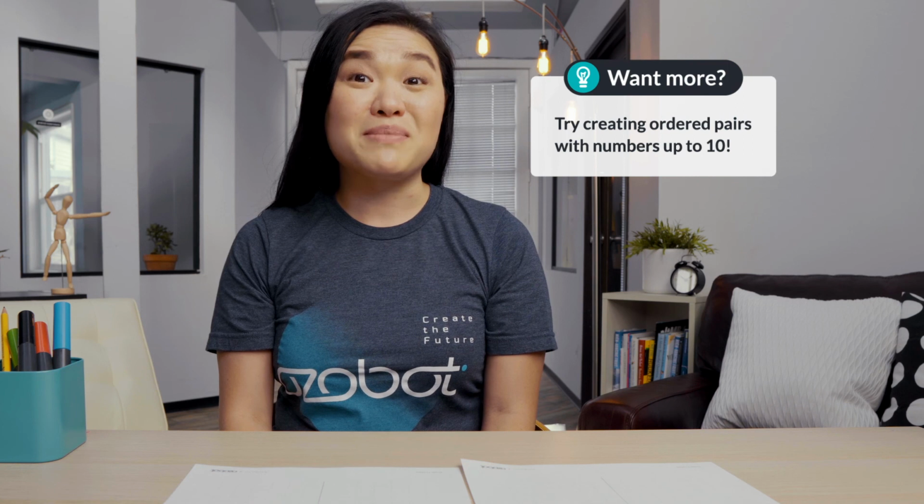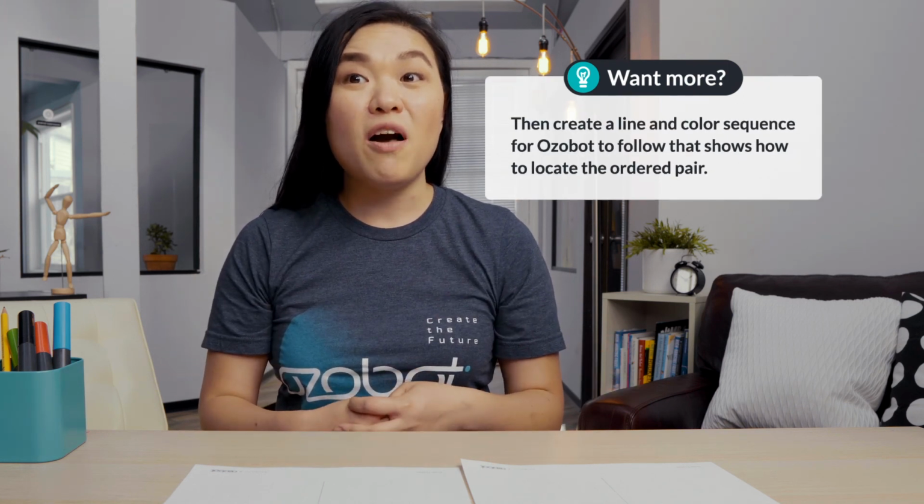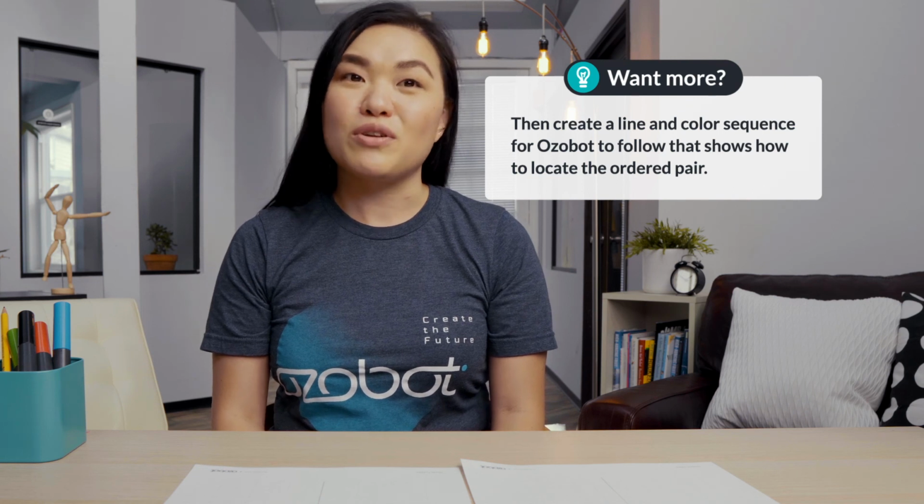If you'd like more to do, try creating ordered pairs with numbers up to 10. Then create a line and color sequence for Ozobot to follow that shows how to locate that ordered pair. You can draw that on the back of your sheets.